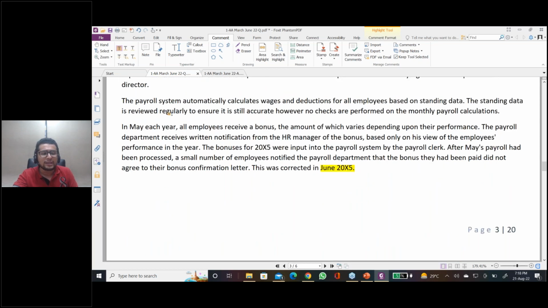Okay, let's continue. The payroll system automatically calculates wages. Now that sounds good, that's a key control, automatically. But wait, hang on. The payroll system automatically calculates wages and deductions for all employees based on standing data. That's cool. The standing data is reviewed regularly to ensure it is still accurate. However, no checks are performed on the monthly payroll calculation. Somebody has to perform the monthly payroll calculation on a manual basis just to make sure that the system is operating as efficiently as it should be.